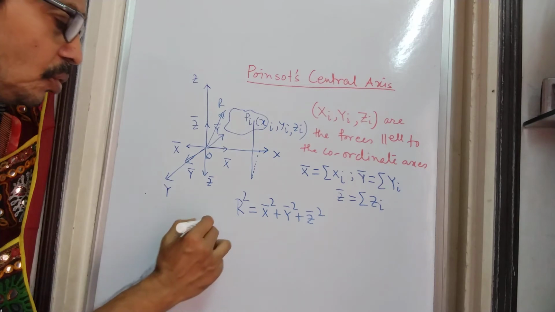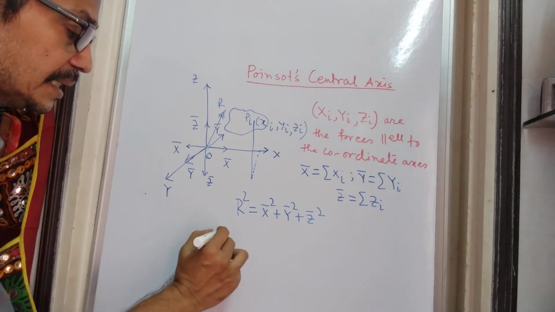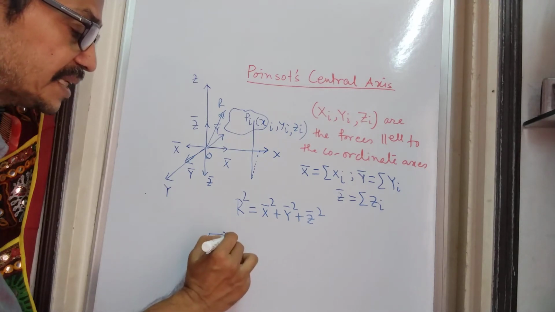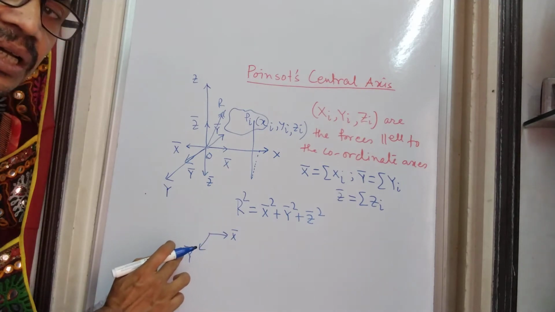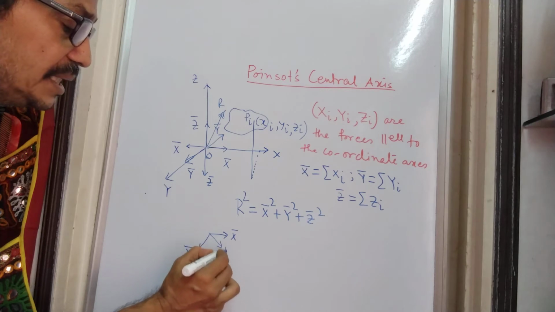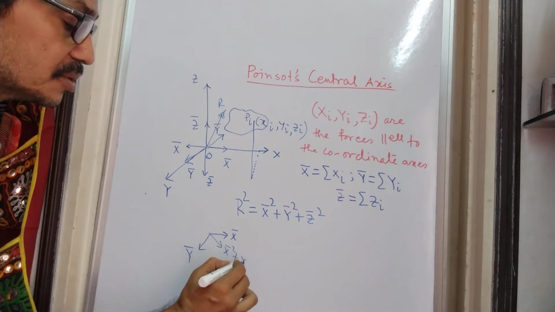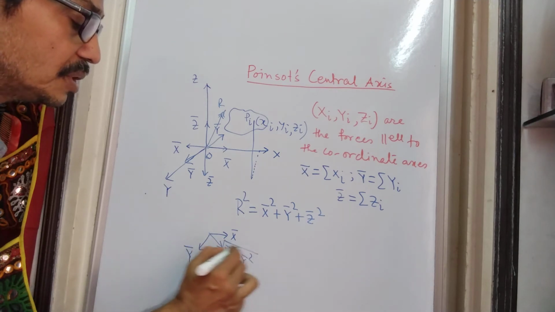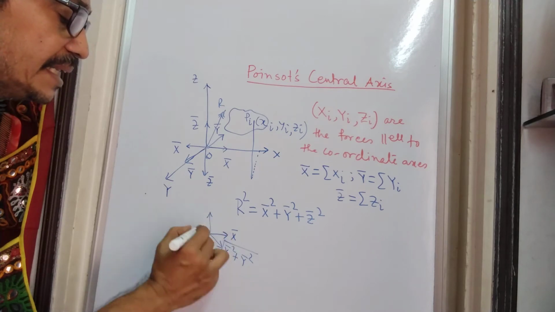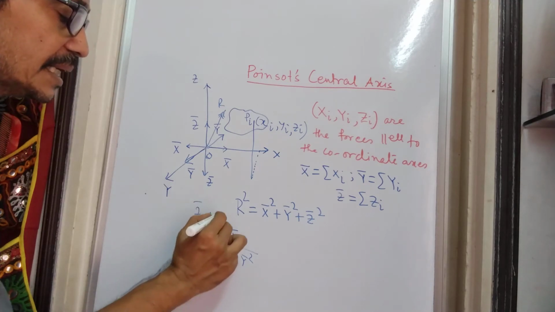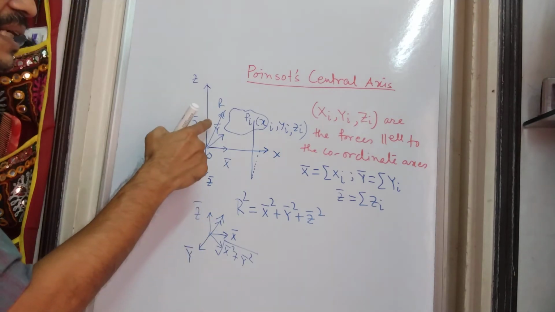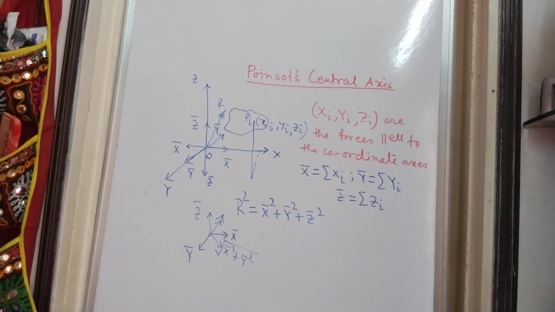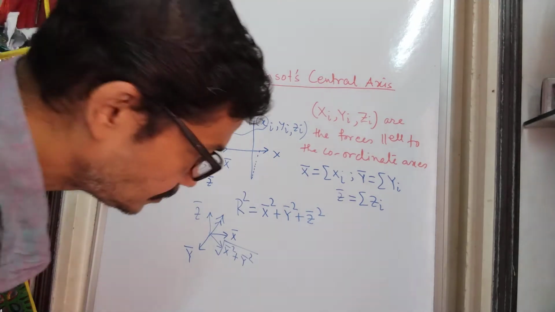lines. We all know that if this represents X bar and this represents Y bar, since they are perpendicular, the resultant is actually the square root of X bar squared plus Y bar squared, and if we add Z bar to that, the resultant comes out like this, which we have represented as OR. And this line OR obviously makes an angle.